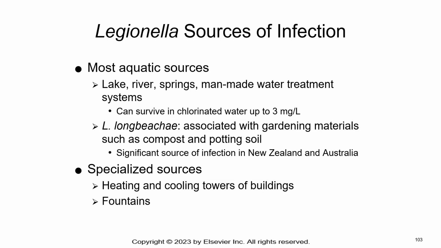Legionella is found in natural bodies of water. This makes it unique, and this is a key feature that you should make note of. Lake, river, springs, man-made water treatment systems, it can survive in chlorinated water up to 3 mg per liter. Specialized sources would be heating and cooling towers of buildings and fountains.